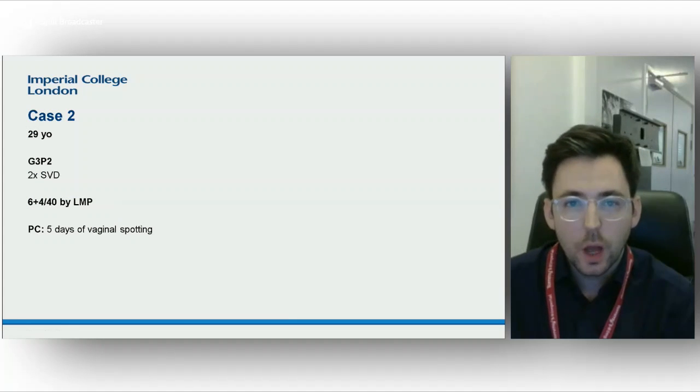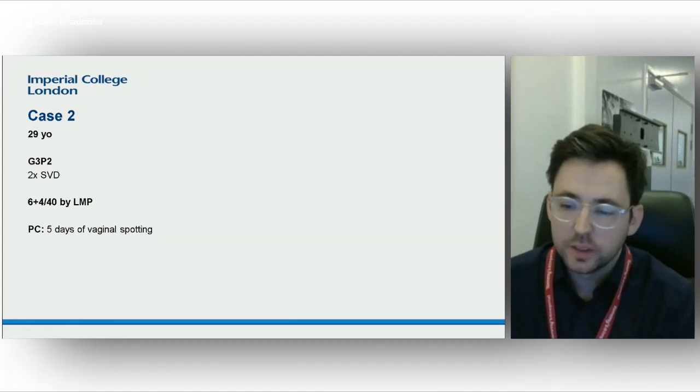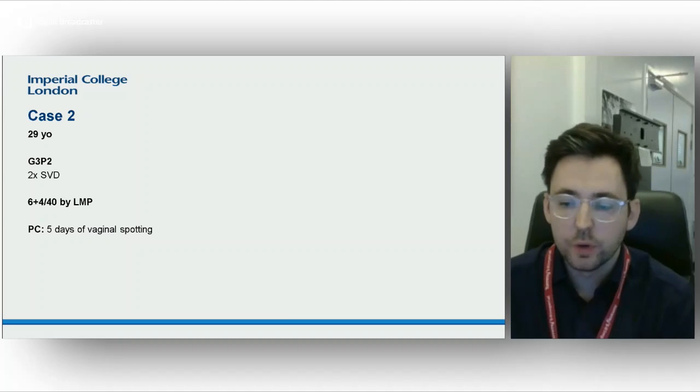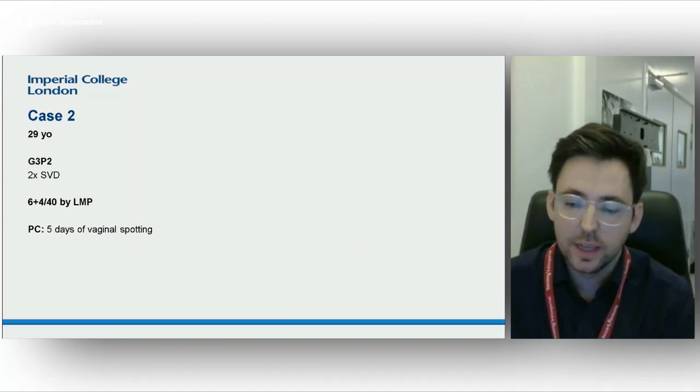Okay, so we'll move on to the second case. It's a 29-year-old who is in her third pregnancy with 2 previous vaginal deliveries at around 6 weeks and 4 days by her period date. She presented with 5 days of light vaginal spotting.